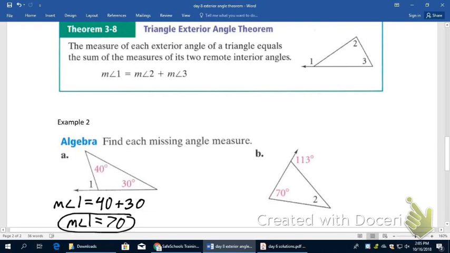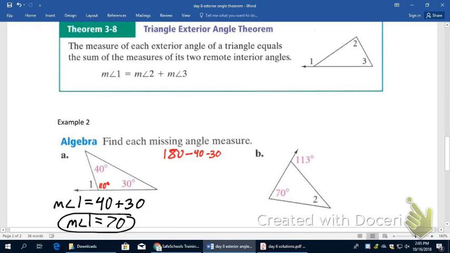Now, an alternative approach here would be to find this interior angle by taking 40 and 30 away from 180. Because they are interior angles of a triangle, if I did 180 minus 40 minus 30, I'd find 110 degrees for that angle. Then I could take that 110 away from 180 and get 70 for angle 1, since these are supplementary angles. So that's another way to approach the problem, but I'm focusing today on using the theorem, which leads to what the proof was that we covered in class.